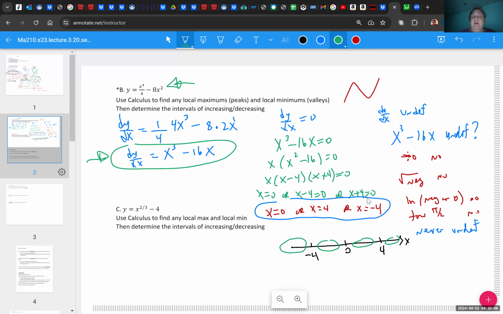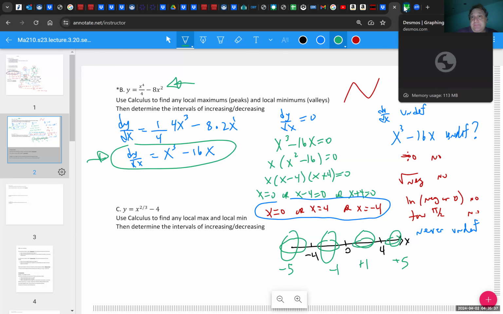We need to plug in numbers somewhere in those intervals. Like over here, we could plug in -5. Here, we could plug in -3 or -2 or -1 or -1.72. I'll plug in -1 just because it's a simple number. I'll choose any number over here, like +1 or +2, something like that. And over here, I'll choose something like +5. So you have to pick a number in each of those regions and find out whether the derivative is positive or the derivative is negative.